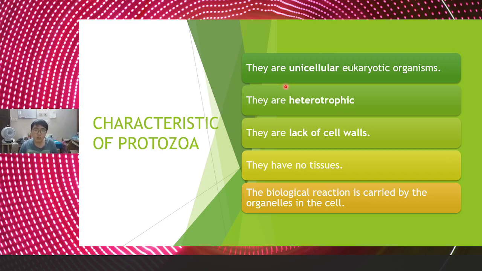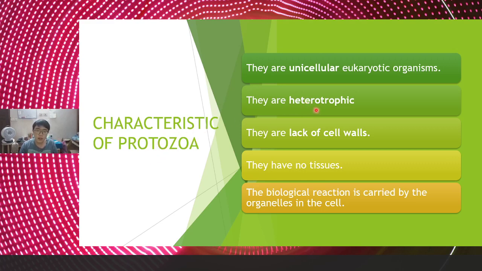You have to know they are unicellular eukaryotic organisms. Unicellular means it is totally unicellular, different from algae. Algae are unicellular, but some of the species are simple multicellular. But Protozoa are totally unicellular, and they are heterotrophic. Like the green algae is considered autotrophic because they have photosynthetic pigment. So the algae is considered an autotroph, but the Protozoa is totally different.